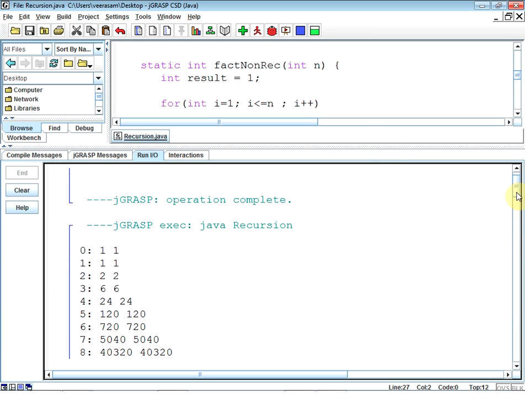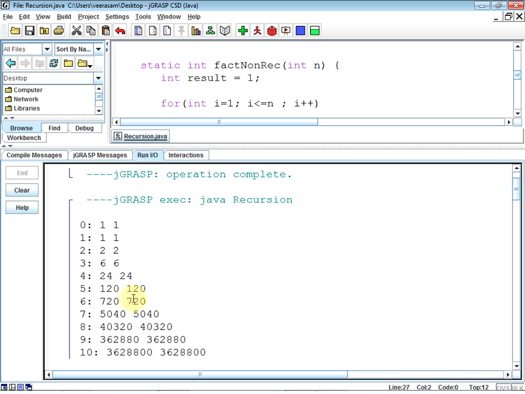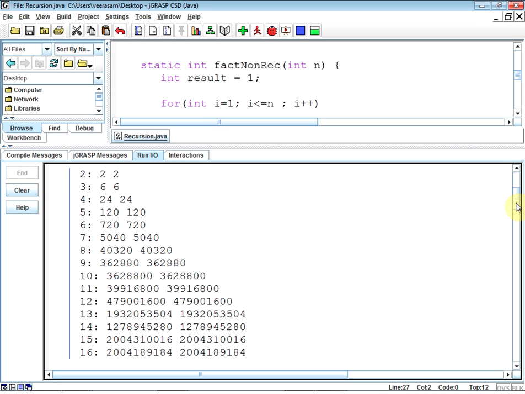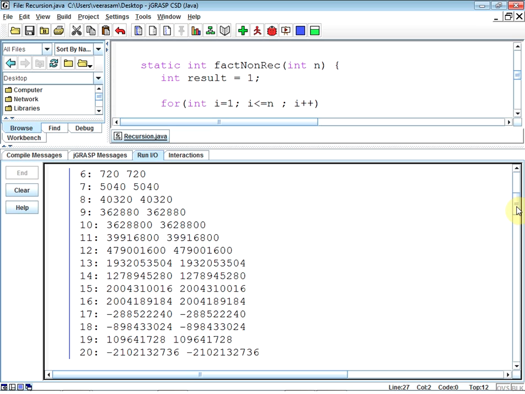So I can see both mechanisms are computing the good values, and at some point things go wrong. Like you start to see negative numbers and stuff like that. Nothing to do with our code. That's to do with our integer.